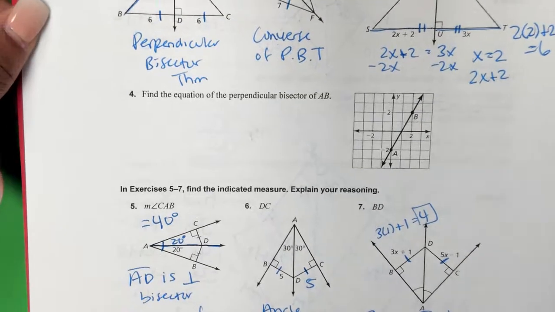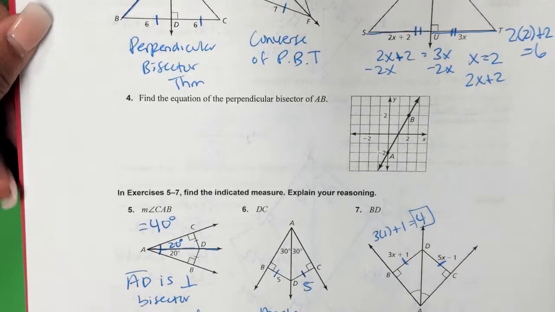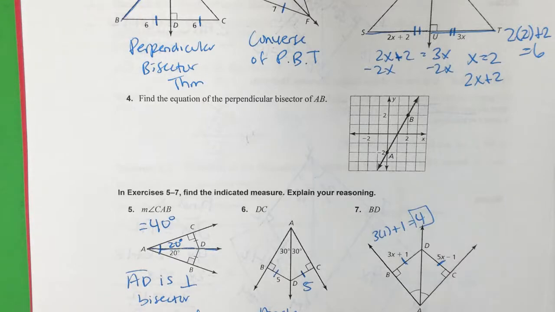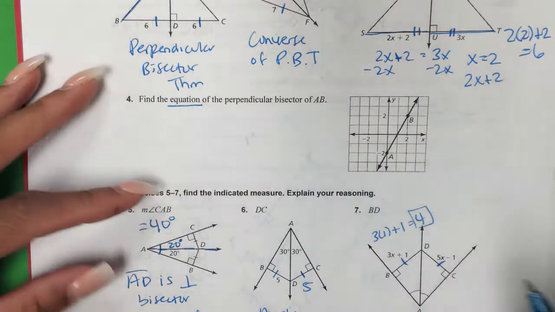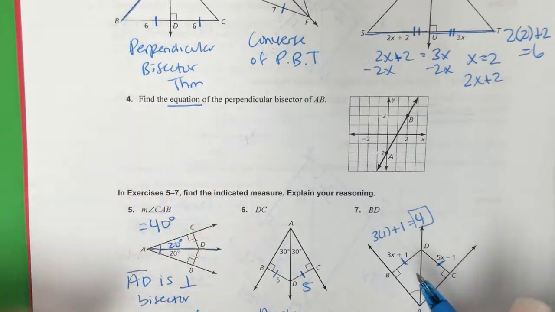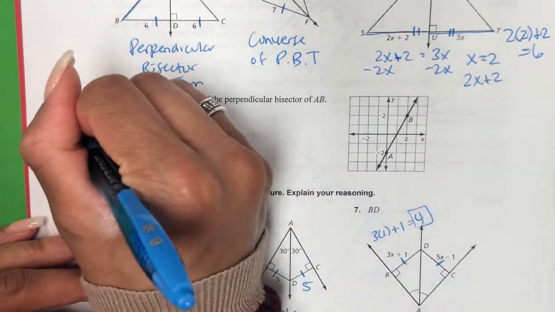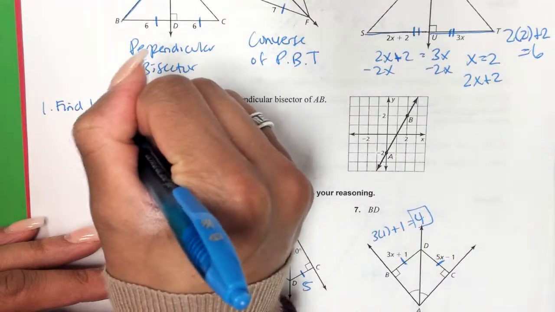Now we're down to our last question. It says find the equation of the perpendicular bisector AB. So this one is an equation. So this is where you're going to need to do 3 steps. And the first step you need to do is find the perpendicular slope.